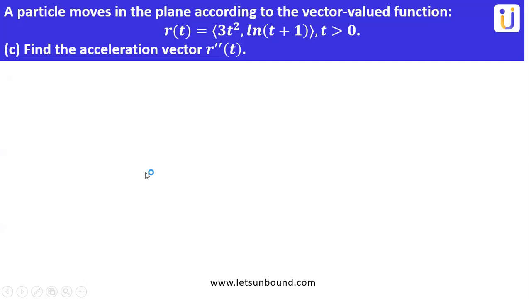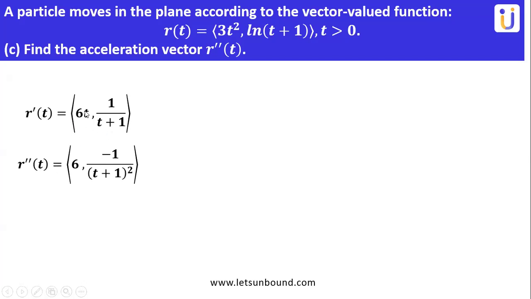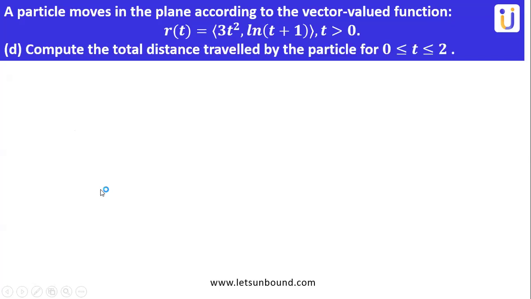And now acceleration, it's very simple. You already got r dash of t. Again, if you differentiate r dash of t, you get r double dash. So individual component differentiation, nothing new. 6t when you differentiated is 6. 1 by t plus 1 if you differentiate, minus 1 by t plus 1 the whole squared.